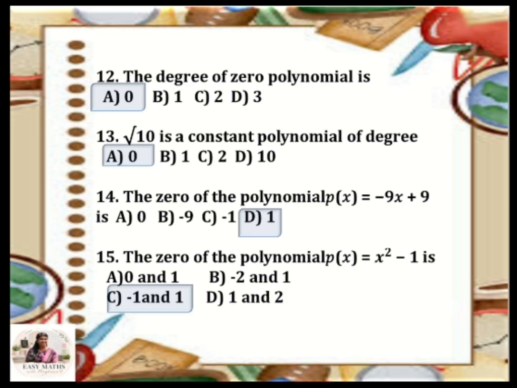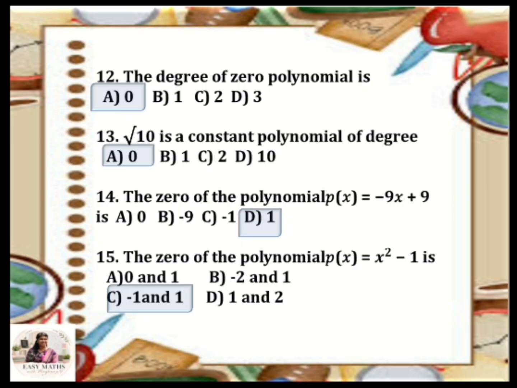Question number 14. The zero of the polynomial p of x is equal to minus 9x plus 9. If you substitute, p of 0 is equal to minus 9 into 0 plus 9, you will get the answer as 9 here. So the answer is option D.